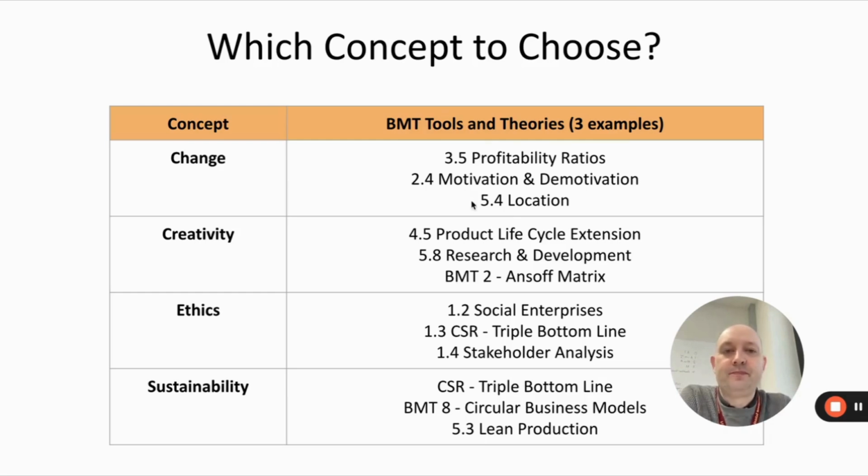And then obviously creativity. Product lifecycle, we talked about. Research and development is being creative by definition. And then Ansoff matrix. So for example, with product development, they're creating new products. So we have that sense of creativity. Ethics, social enterprises are by nature ethical, you could argue. CSR, again, fits into ethics because they have ethical objectives. And stakeholder analysis, we could try to treat people in the right way, if you like. And then sustainability, triple bottom line, circular business models, and lean production all naturally fit in sustainability. So you could argue these three just naturally fit very nicely into sustainability.